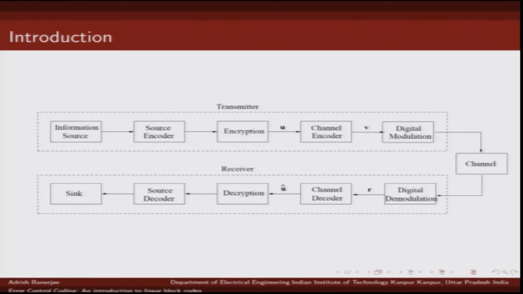So, we will start with the block diagram of a digital communication system. We have our information source, which is basically the message that we want to transmit. The first block that you see is the source encoder. Now, the source encoder essentially does data compression. It tries to represent the source efficiently in terms of the minimum number of bits required to represent the source.